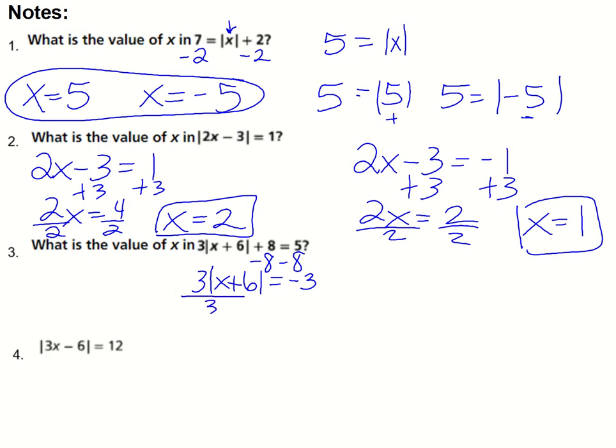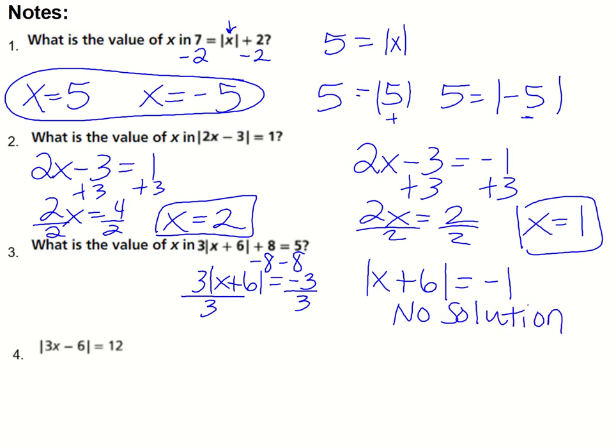Now I'm gonna divide by 3 to get this 3 outside of here. And that is gonna get me the absolute value of x plus 6 equals -1. Now this does not actually have two versions. We're gonna actually say this is no solution. The reason this is no solution is because absolute value can never be a negative. It's a distance and we do not talk about it as negative ever.